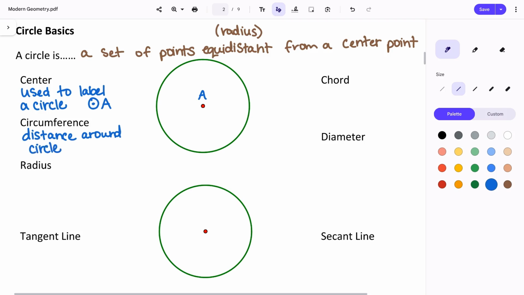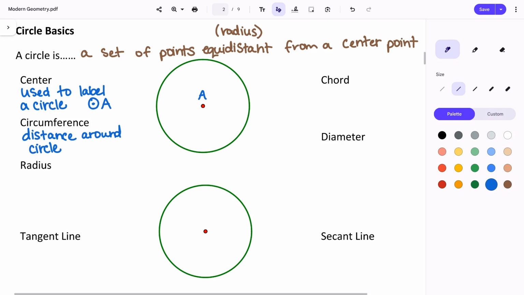Just like perimeter would be the distance around a shape. So if I were to cut that circle at a certain point and then just have it lay flat, I would be measuring that distance. That would be my circumference length there.